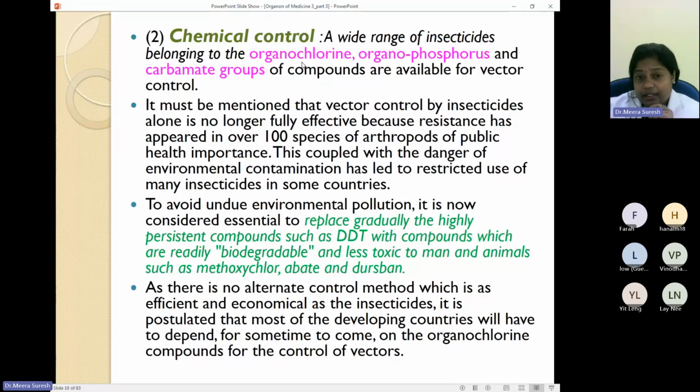And you know DDT is a widely used insecticide. Then organophosphorus is there, and carbamate groups are there. So this can be used. That will be, because it is chemicals, it is actually a chemical control.